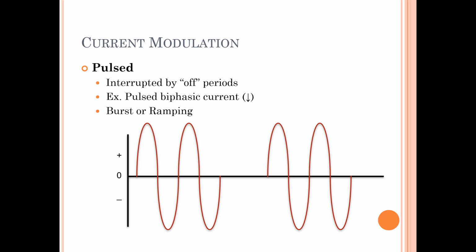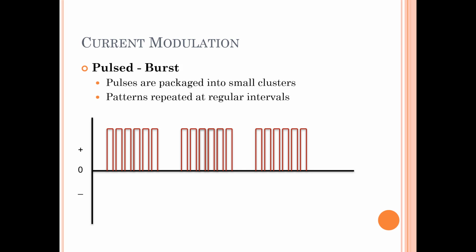Examples of pulsed current are the pulsed biphasic current, which is a low modulated current. This could occur in a burst or ramping series as well, which may be discussed on the next two slides. A burst is a finite series of pulses, or a finite interval of alternating current at a specific frequency, flowing for a limited time period, followed by no current. For example, turning a pulse train or an AC on and off. The pulses are packaged into small clusters and the patterns are repeated at regular intervals.